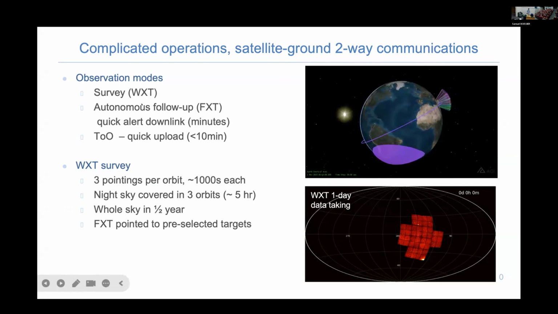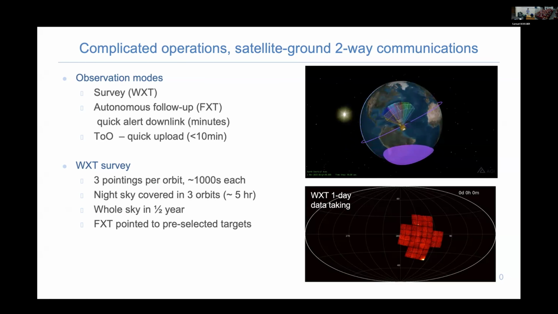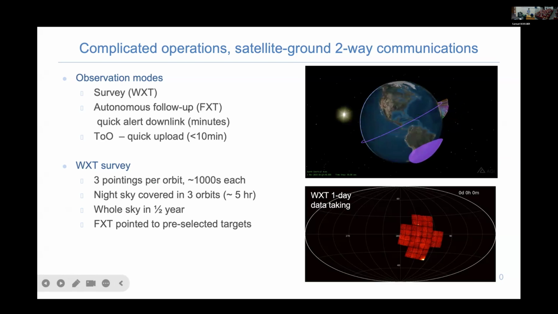So EP has several observation modes. The survey mode is by the WXT, which has a very large field of view, so you can do the survey to discover transients. And the FXT can perform autonomous follow-up observations, and it can also perform TOO observations by the upload.